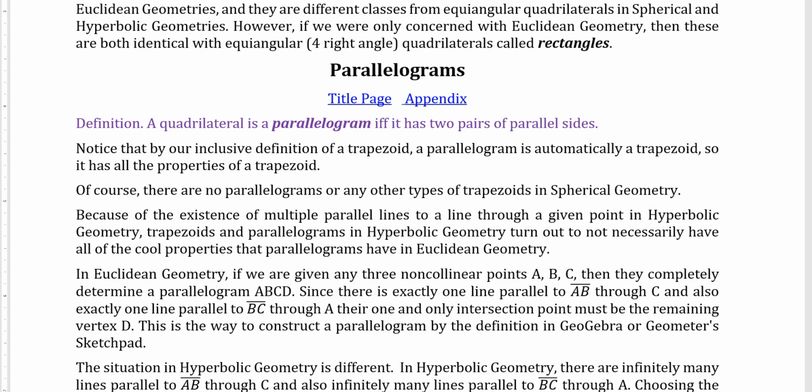In Euclidean geometry, if we're given any three noncollinear points A, B, and C, then they completely determine a parallelogram ABCD, since there's exactly one line parallel to line segment AB through C, and also exactly one line parallel to BC through A, and their one and only intersection point must be the remaining vertex D. This is a way you can construct a parallelogram by the definition in GeoGebra or Geometry Sketchpad.